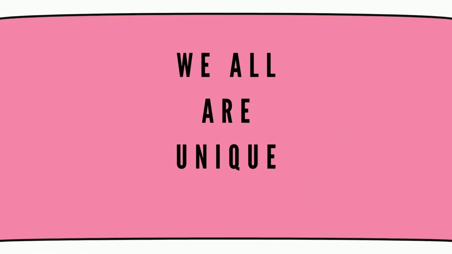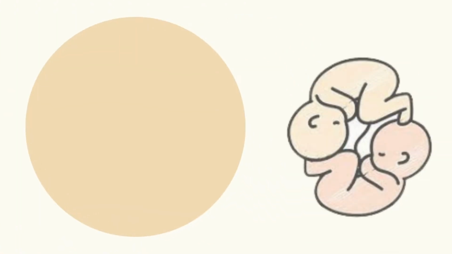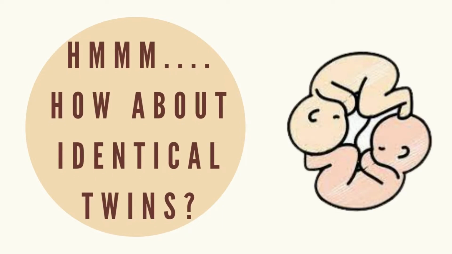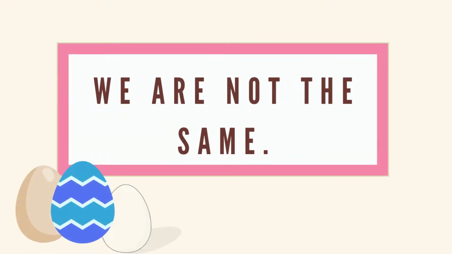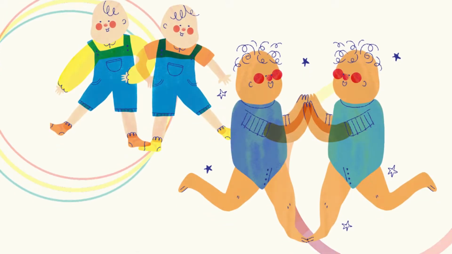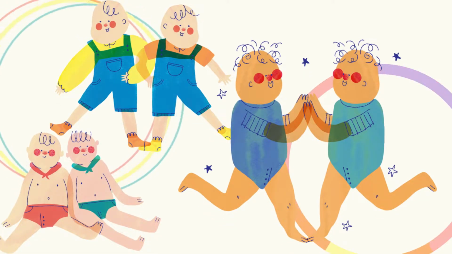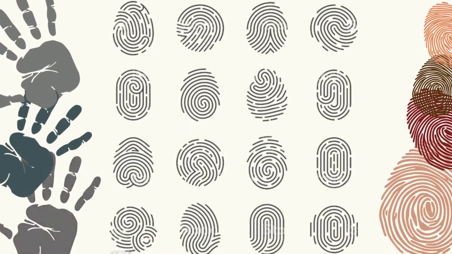But now you must be wondering, how about identical twins? They look the same. They must share the same genetic material from their parents. Well, it's kind of true that they look the same, and yes, they do come from the same egg. But that does not mean that they are genetically identical by the time they were born. They too are unique themselves, and one example is that they have their own fingerprint.